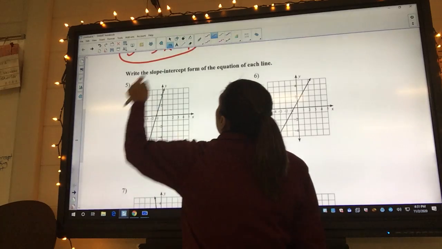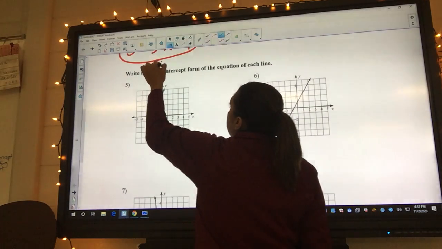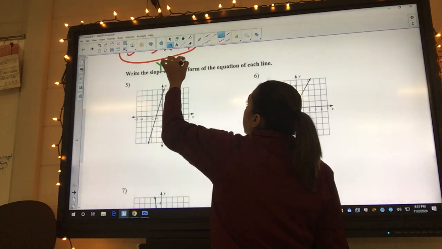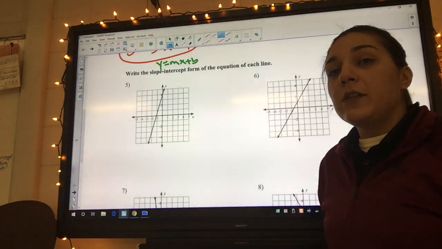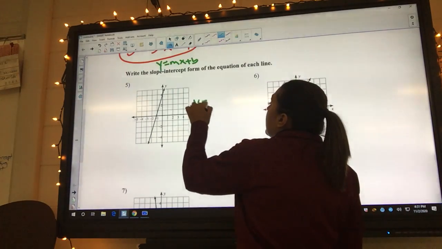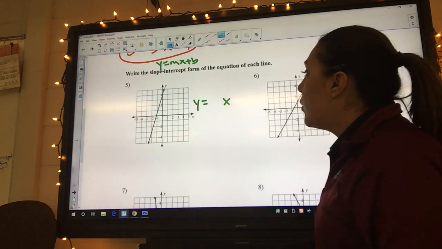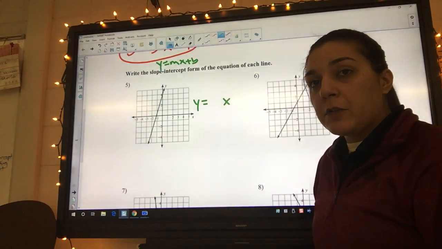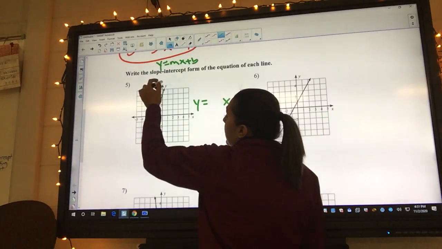Okay, the next section on here says write the slope-intercept form, which is still y equals mx plus b. And these are the ones that we did yesterday. So we need to figure out what it should look like. We know it's going to be something x plus something. So we always find what first? Well, we always find the b first, which is going to be the y-intercept.